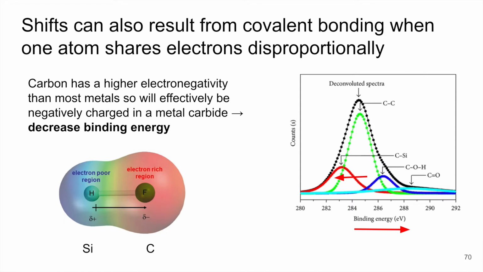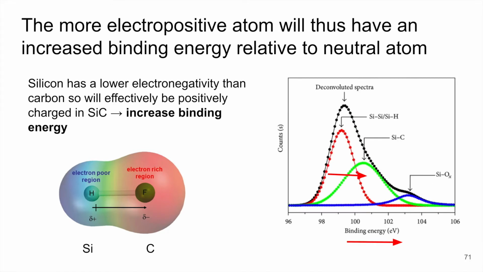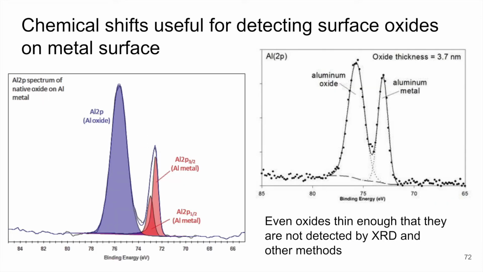So same thing here. More electronegative elements will have a decrease in binding energy. If we look at it from the opposite point of view, if we look at silicon in this silicon carbide, silicon has a lower electronegativity. And so therefore it's effectively positively charged. It's less electron rich, it's electron poor. And so it's harder to remove an electron from that element, and it increases the binding energy. So in that case, we see an increase in binding energy for silicon compounds. So covalent and ionic bonding will both affect the binding energy.